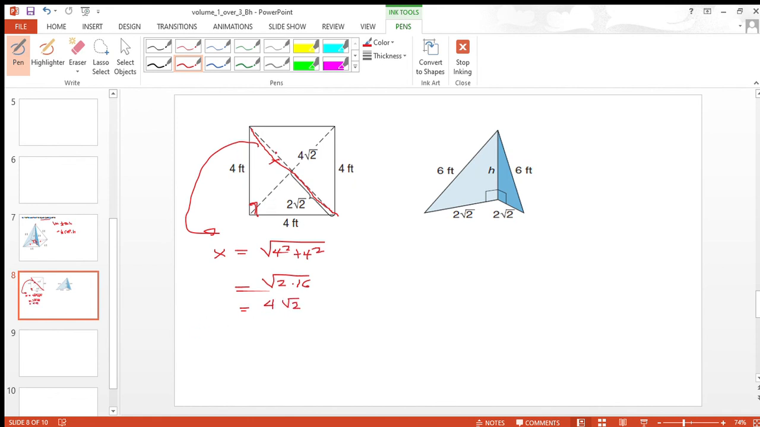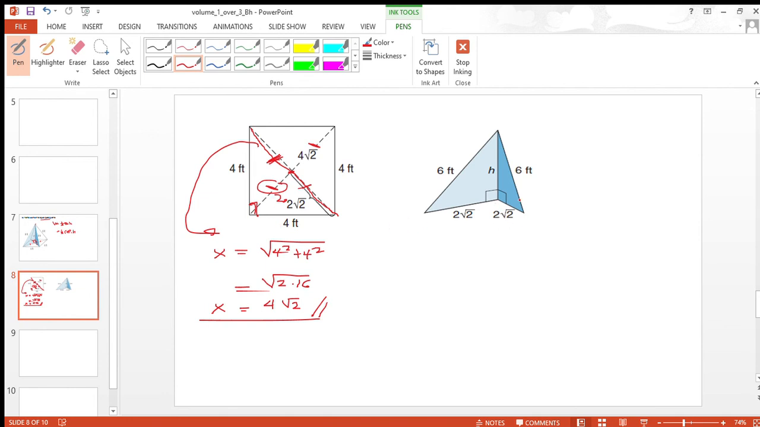That's the whole length of the red section. But remember, since it's a regular square pyramid, this is the center of the square. Meaning, this side here is equal to this one. This side here is also equal to this one. So if the total length is 4 square root of 2, you divide that by 2, and this section is 2 square root of 2. That's where the value 2 square root of 2 was obtained. It's just half of the value of x.